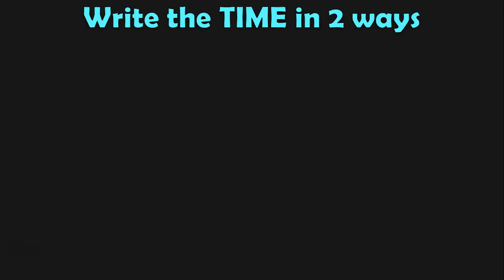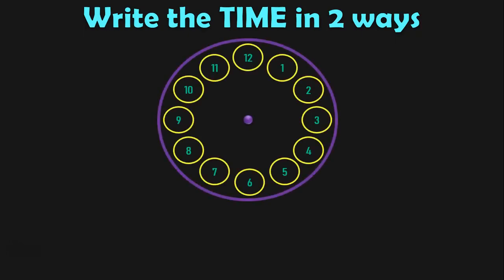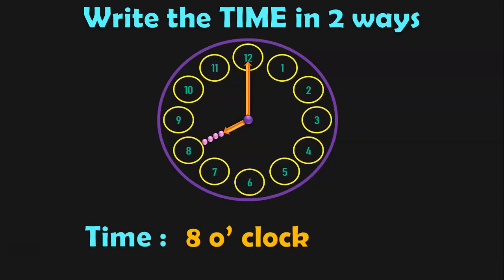Write the time in two ways. Here we have a clock with the minute hand pointing to 12 and the hour hand pointing to 8. So the time is 8 o'clock or 8:00.